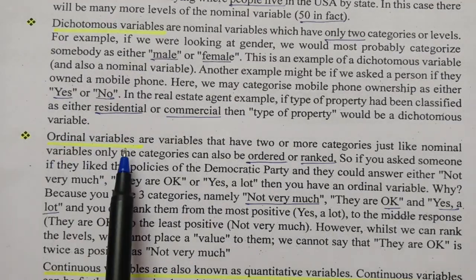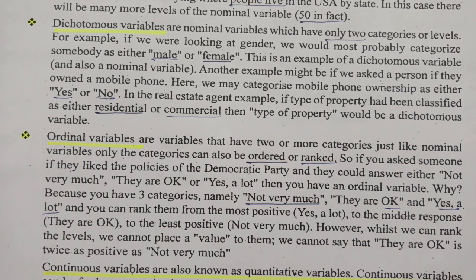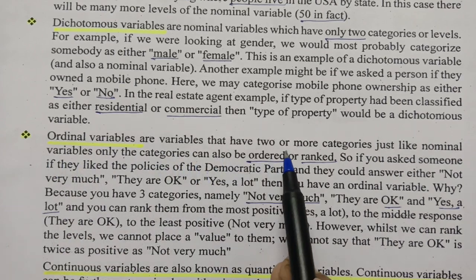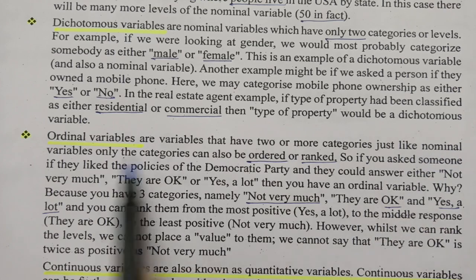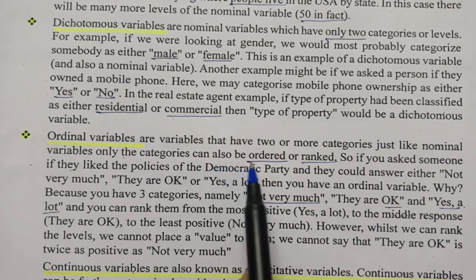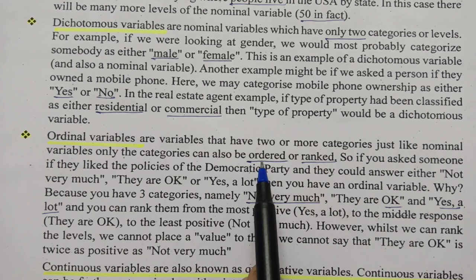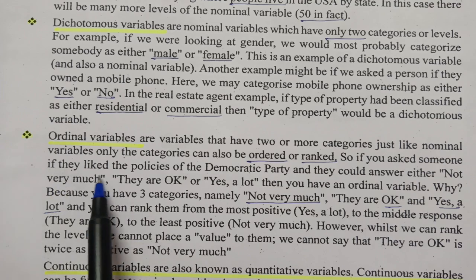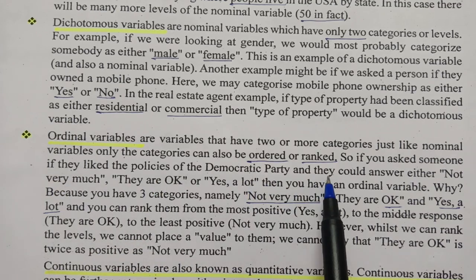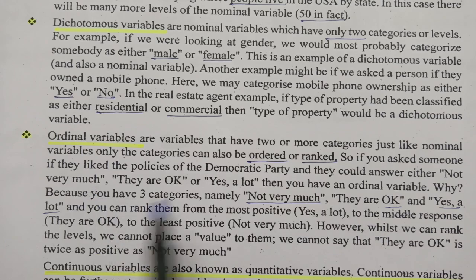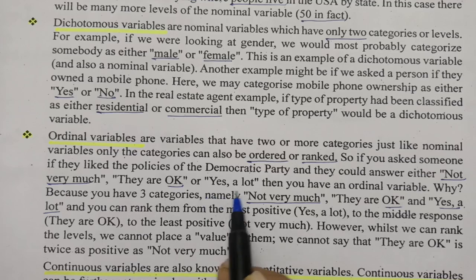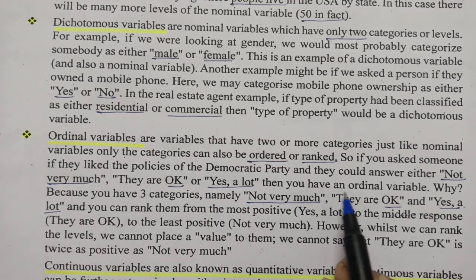Coming to the ordinal variable. What is an ordinal variable? If it maintains an order, it is an ordinal variable. Ordinal variables have two or more categories, just like nominal variables, only the categories can also be ordered or ranked. Here the order and rank are maintained. For example, if you ask someone if they liked the policies of the Democratic Party, and they answer either not very much, okay, or yes a lot, then you have an ordinal variable.